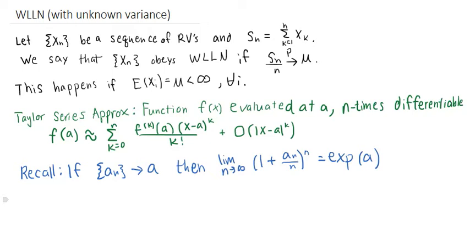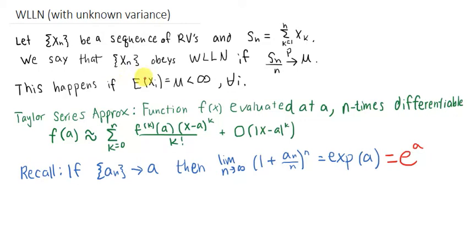It is also a little bit more involved, and we're going to need to know two facts that you might not know off the top of your head. Those two facts are the Taylor series approximation for a function when it is n times differentiable, and this other fact where we have a sequence of elements a_n that converge to a, then the limit as n goes to infinity of (1 + a_n/n)^n will go to e to the power of a. And that's what this notation means. It essentially just means e to the power of a.